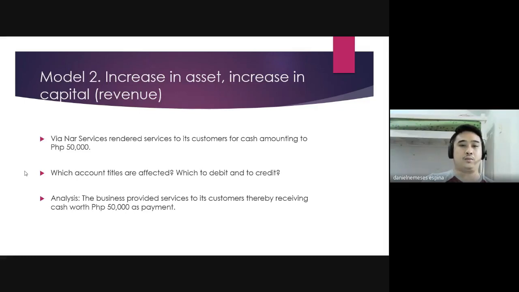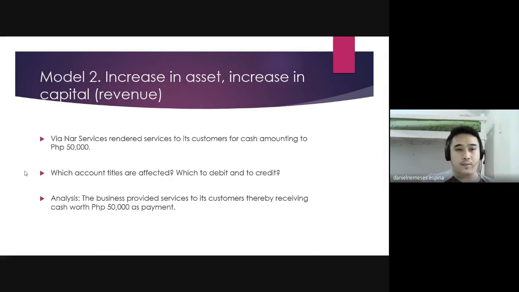So increase in asset. Every time you make sales or earn income, you will either receive cash or have cash to collect from your customers. The income is called revenue. Again, when an asset increases, of course we debit the asset. If there's an increase in capital, specifically revenue accounts, we credit. So we credit the revenue account.